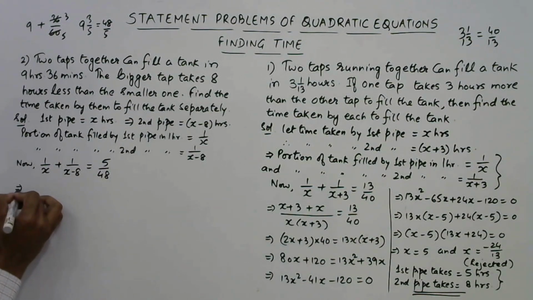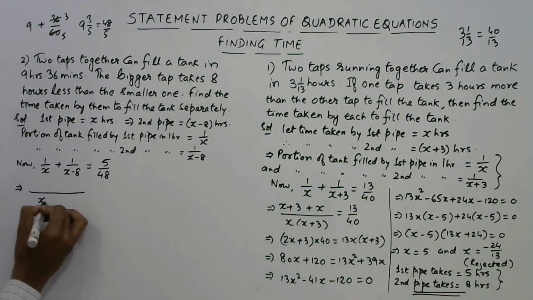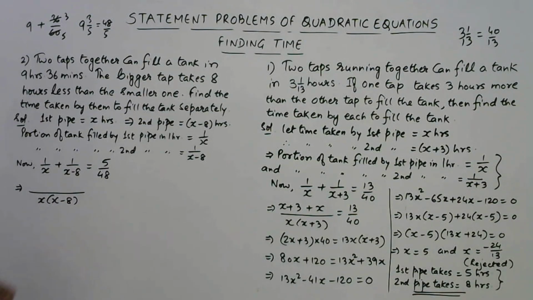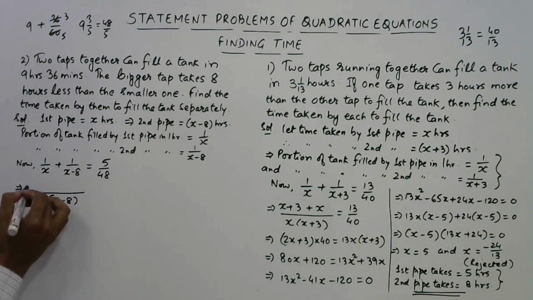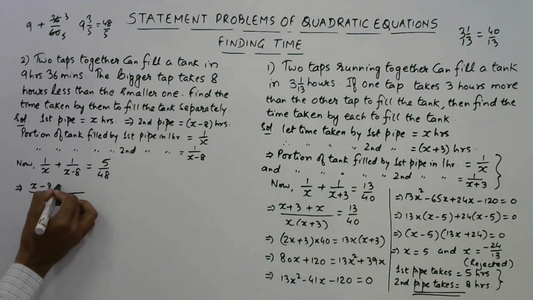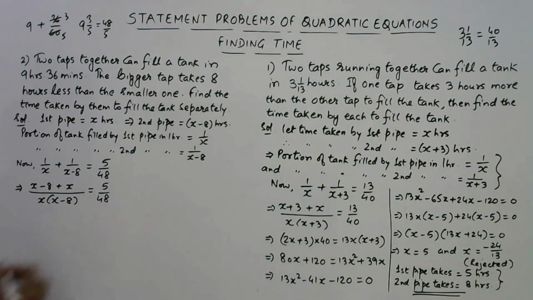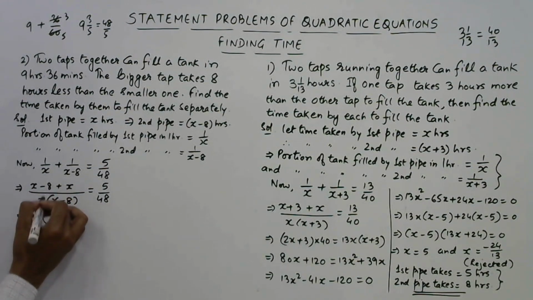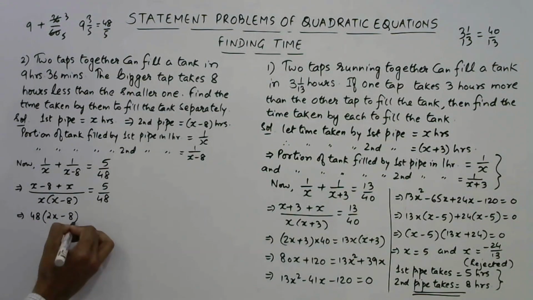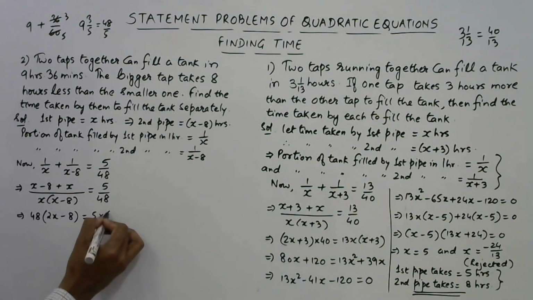And now take the LCM just as the previous question. x and x minus 8, both factors will come in the denominator, thereby giving you x minus 8 plus x in the numerator, equated to 5 by 48. Cross multiply, 48 times 2x minus 8 and 5x times x minus 8.